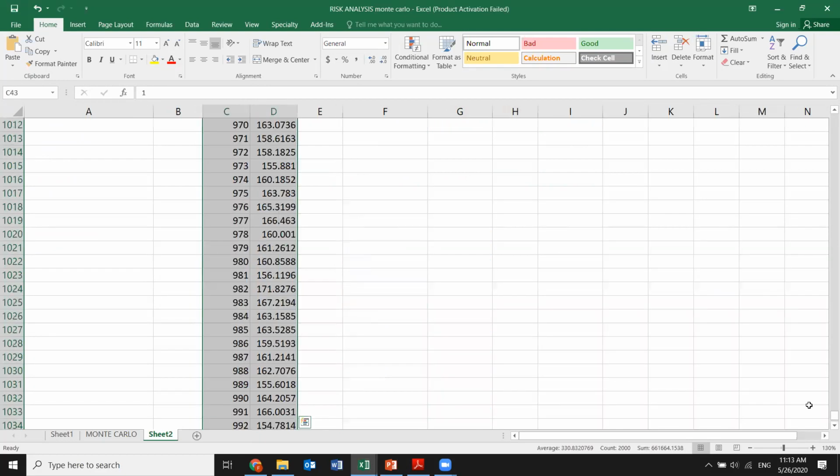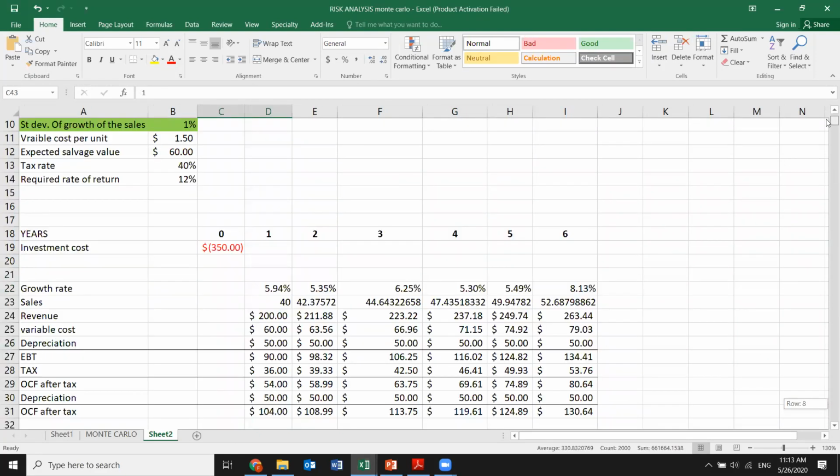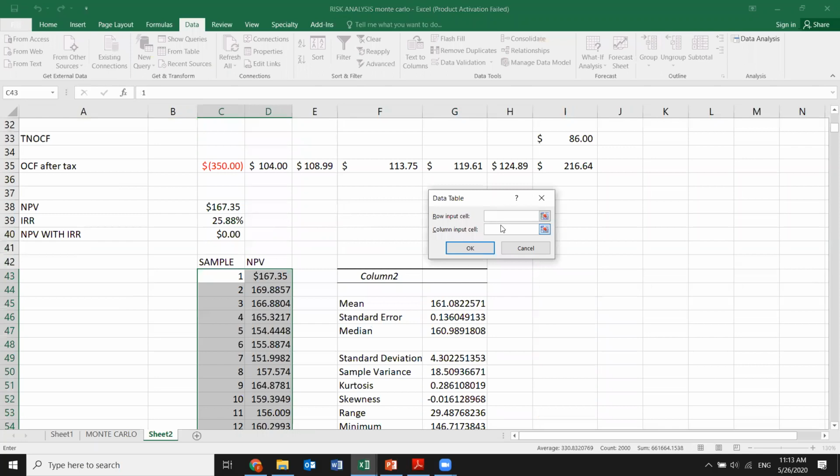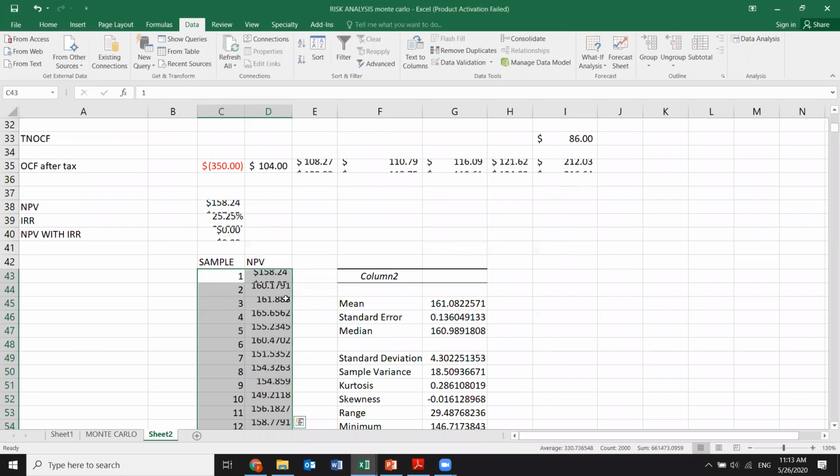We select all we set. We go to Data, and we go to What-If Analysis. In the column input cell, we put the NPV column. If you put it in the row input cell, it's going to calculate the what-if numbers for rows, but we would like to get it for columns because we want 1,000 different NPVs, okay? And then we press OK.